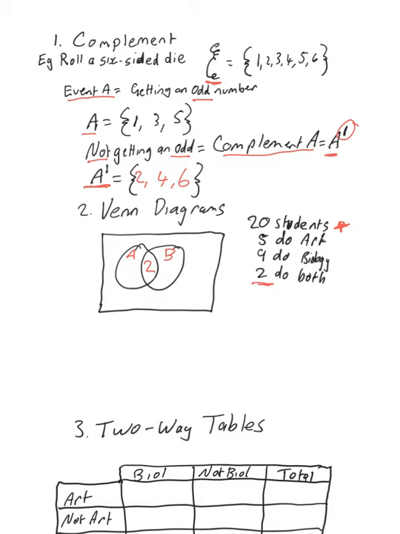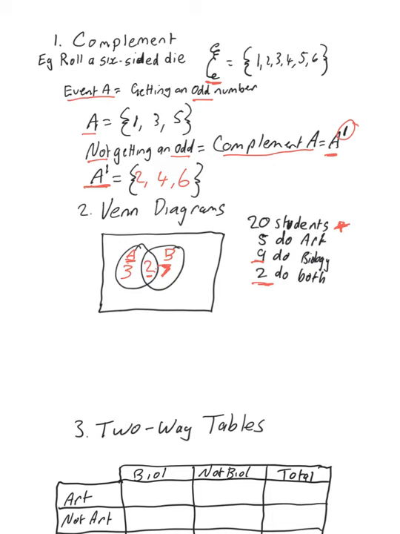Now how many do we put in here? A lot of people think we put 5 in because 5 do art, but don't forget these two have already been counted. There are only 5 in total. So the number that do art but not biology must be 5 minus 2, which is 3. We've still got 5 students doing art, 3 and 2. Same with biology: 9 do biology, 2 do both, so 9 minus 2 is 7 doing biology but not art.